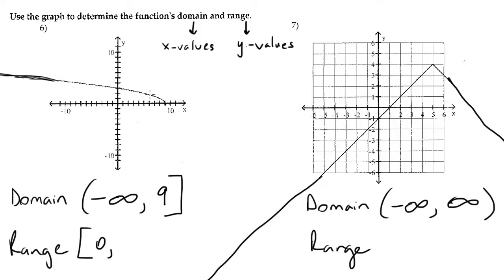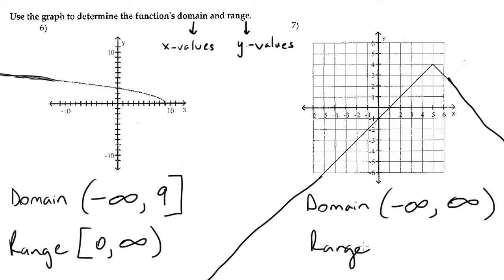This is going to be defined for every y value as I'm rising here. So the range goes from 0 all the way to positive infinity. This function is rising forever. So eventually it'll hit all the y values.